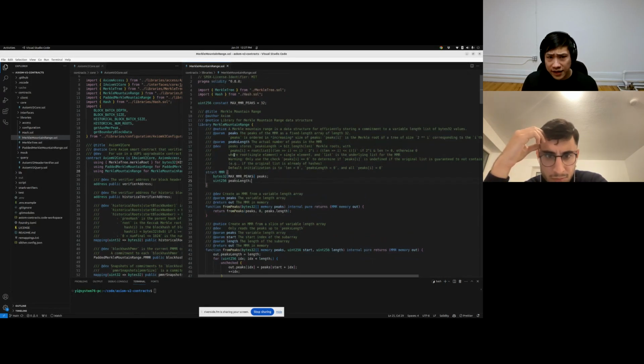The reason this data structure is helpful is that it allows us to commit to the entire history of Ethereum block hashes while only using logarithmically many hashes. In this case, we choose a maximum of 32, just because that would be over 1 billion blocks.